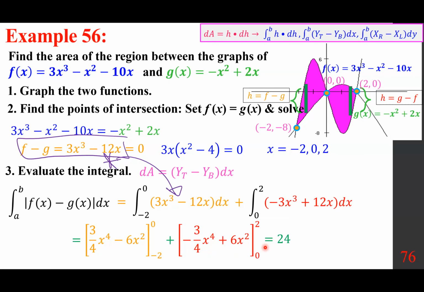The key here is that you can't integrate from -2 to +2 with one function. -2 to 0 is different than 0 to 2. We have, in this case, f minus g, in this case, g minus f, and you want to be careful.